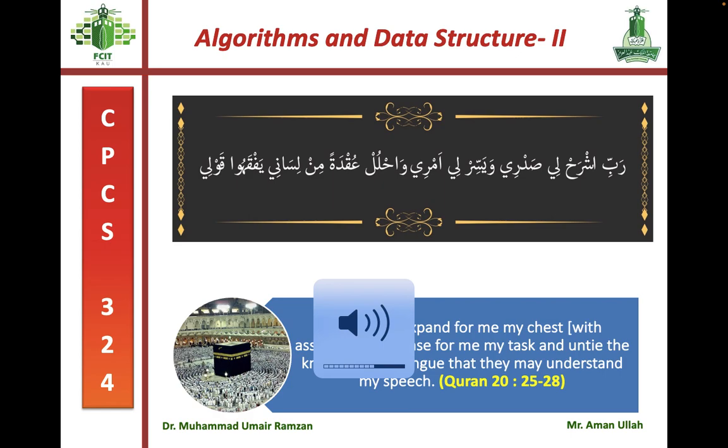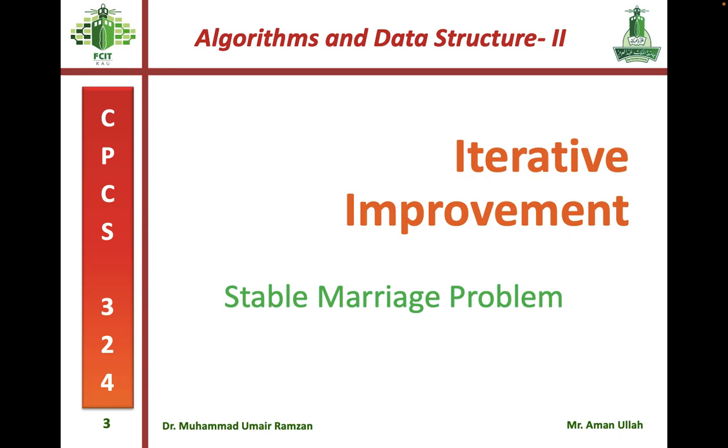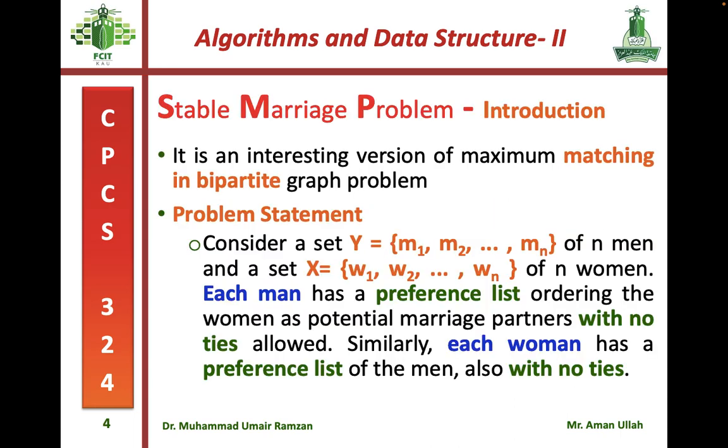In this video, we examine the stable marriage algorithm, a variant of bipartite matching. First, think of a group of n men and n women.